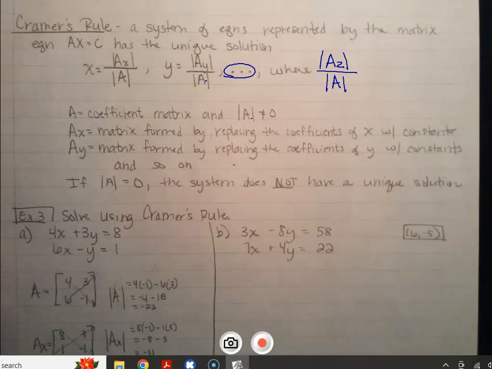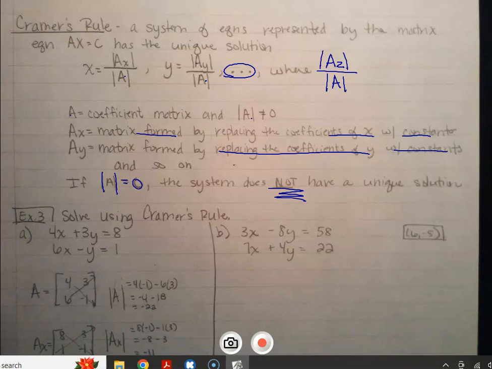A sub x, we did. That's the matrix formed by replacing the coefficients of x with the constants. A sub y is the matrix formed by replacing the coefficients of y with the constants. We did that, and so on. Now, if the determinant of A equals 0, the system does not have a unique solution. So that's a nice place where you can stop. This Cramer's rule is what I just laid out on the previous one.